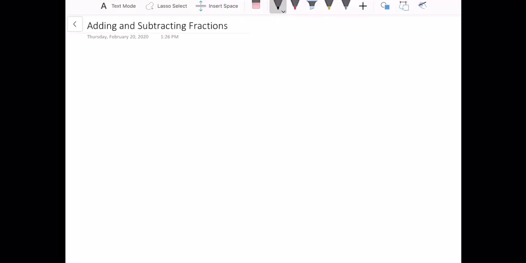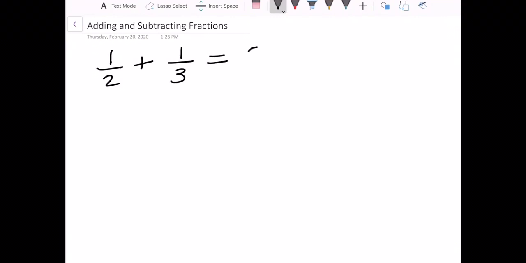Today I'll be going over how to add and subtract fractions. Now, when adding and subtracting fractions, the biggest thing that you need to look for is to make sure that the denominators are the same. So I'll be writing down a problem so you can see what I mean. So if you have 1/2 plus 1/3 equals question mark, because that's what we're trying to find, you can't do anything here because the denominators, or the numbers in the bottom, aren't the same.